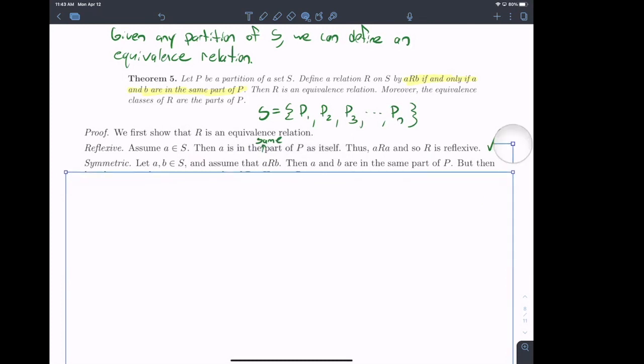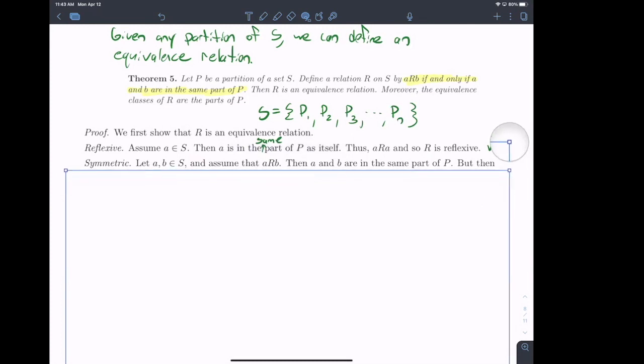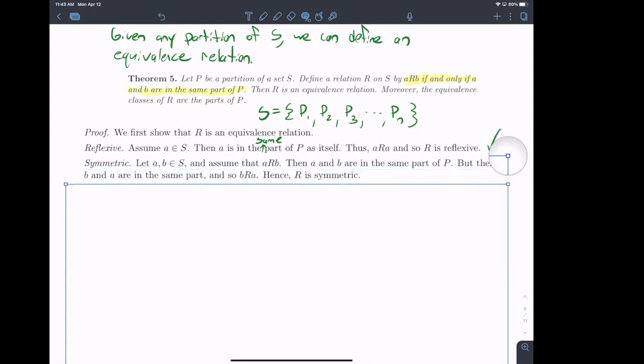Okay, so then let's move on to the symmetric property, which would say, if A is related to B, then why would B be related to A? Also a pretty quick argument here, right? If A is related to B, by this definition, they're in the same part. And if A is in the same part as B, then B is in the same part as A, thus symmetric.